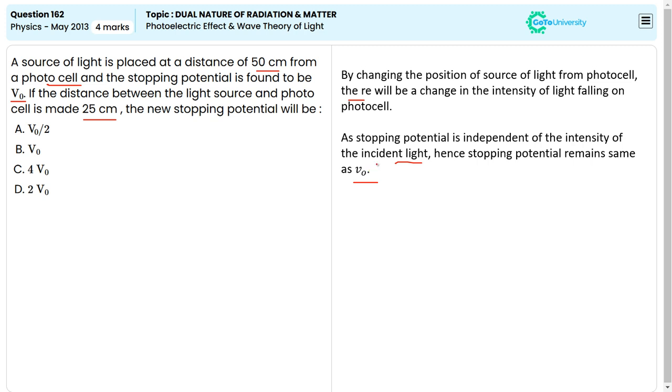The distance is reduced from 50 to 25, but that does not mean it changes to 4 V naught or 2 V naught. That is wrong. It always remains constant. It remains the same. So option B, V naught, is our right answer.